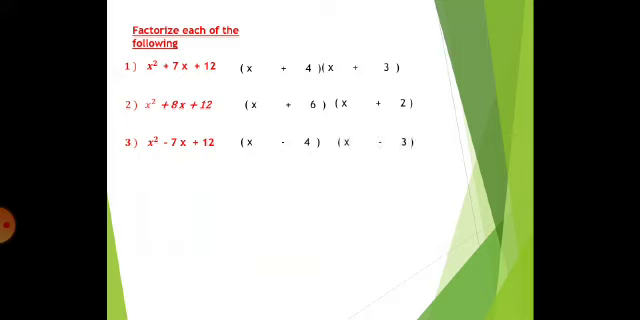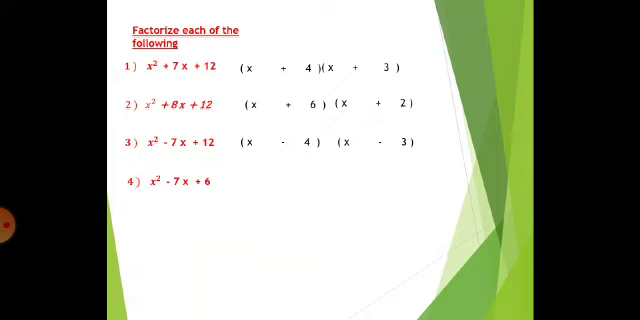4 and 3. Look at here the sign. Number 1 and number 2, the sign of the middle is positive, so we put the same sign of the middle in the two brackets. Number 3, the middle sign is negative, so we put the negative sign in the two brackets. Number 1 and number 3 have the same numbers, but the sign of the middle in number 1 is positive, so we write x plus and x plus. But here, number 3, we write x minus 4 and x minus 3.